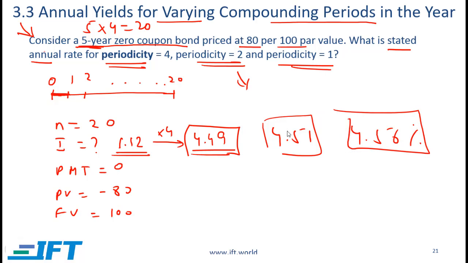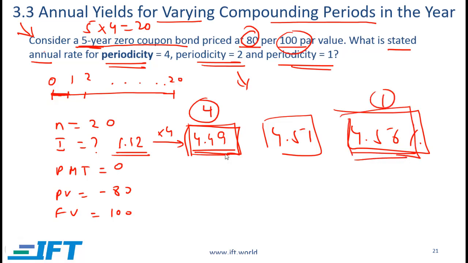Notice something interesting here. We are going from 80 to 100, but depending on the periodicity, the stated rate is different. If the periodicity is high, as we have in this case, then a lower stated rate gives us the same effective return as this. So 4.49 with periodicity of 4 is equivalent to 4.56 with a periodicity of 1.